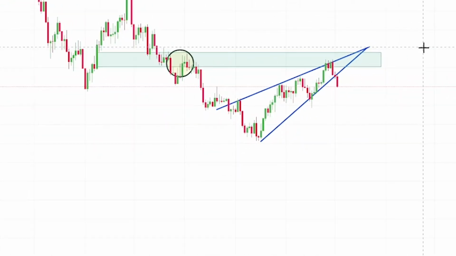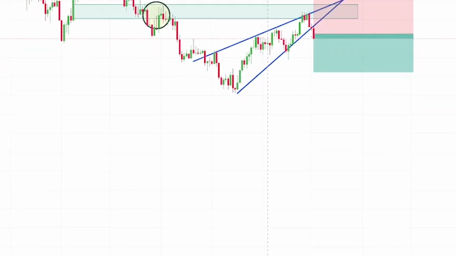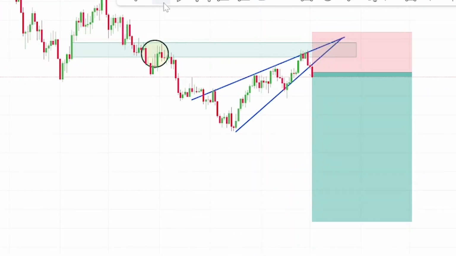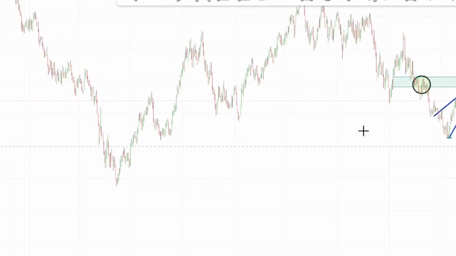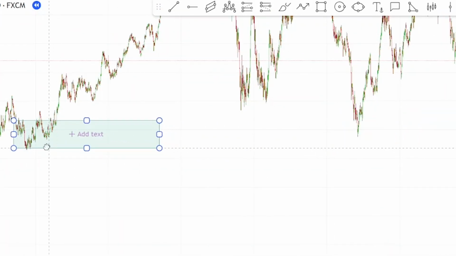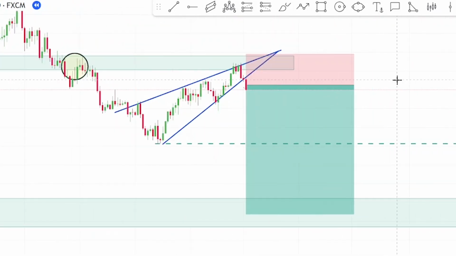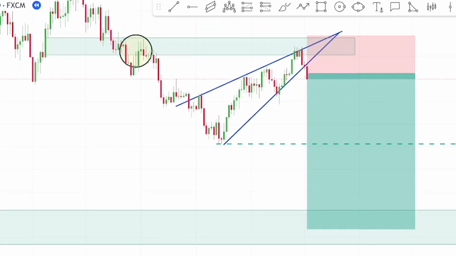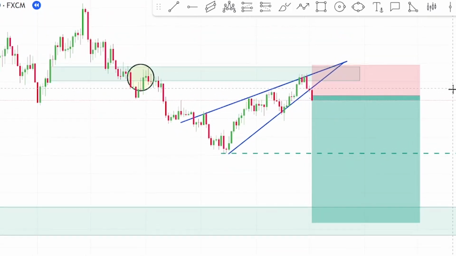We broke below this area. I'm going to be entering for a sell. My stop loss is above the formation of the rising wedge. Remember, this is my TP1. I have to check where I'm going to be targeting. This is an area I'm going to be looking for. So now let's see if the market will continue in the same direction, which is the bearish direction.